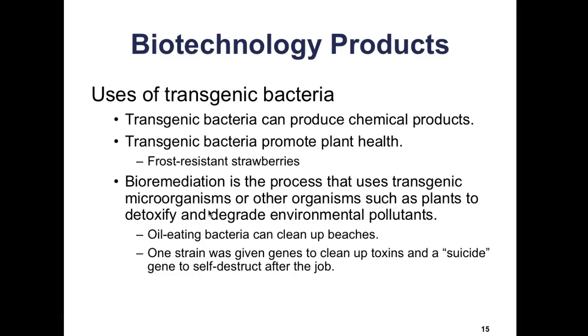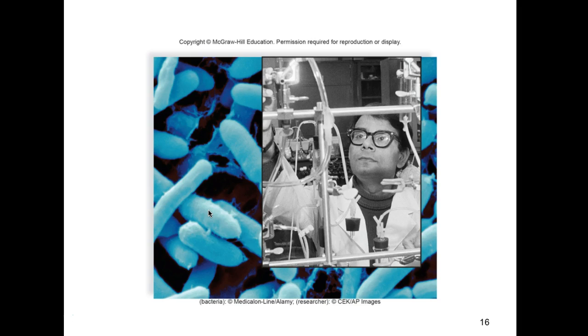So oil-eating bacteria was used to clean up the beaches. One strain was given those genes to clean up the toxins, and a suicide gene to self-destruct after the job was complete, so those bacteria wouldn't remain in the environment. So here you could see a picture of a biologist. He is making bacteria for bioremediation.